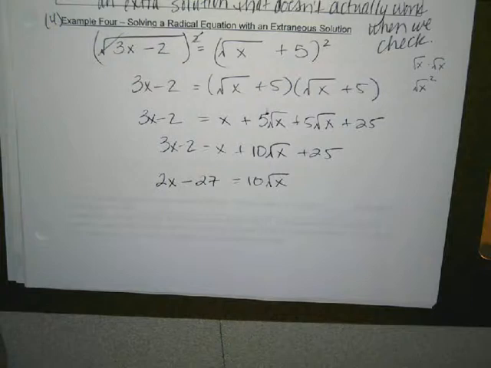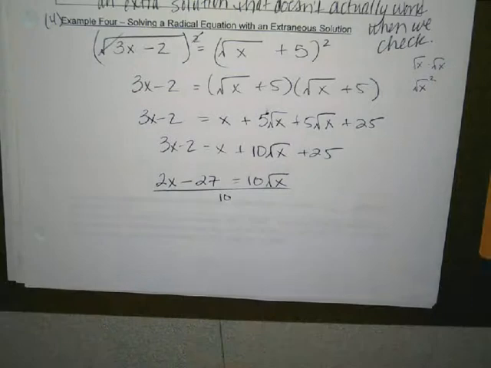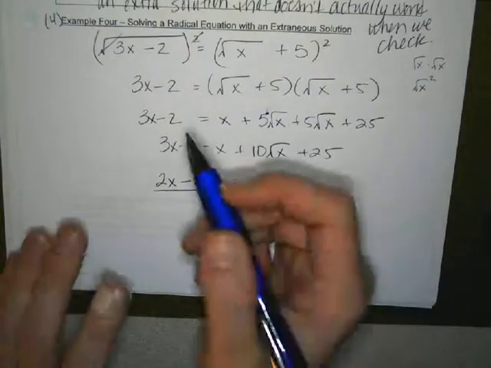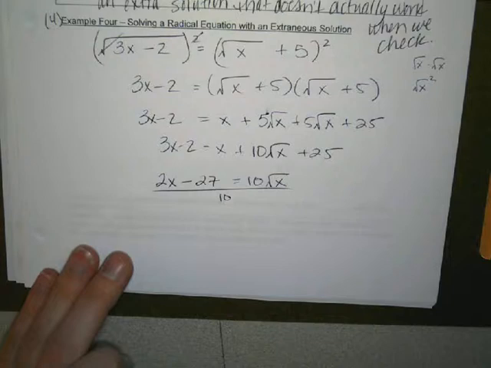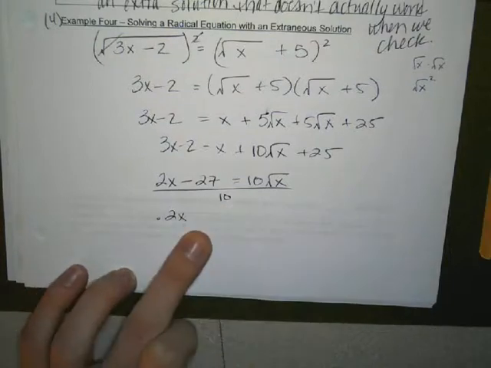Now, for these problems, if you're going to end up getting fractions, I'm going to let you go decimal on this just because it's going to be easier for the next thing we have to do. So go ahead and 2 divided by 10 I think is 0.2. What's negative 27 divided by 10? Should be negative 2.7. And then square root of x.